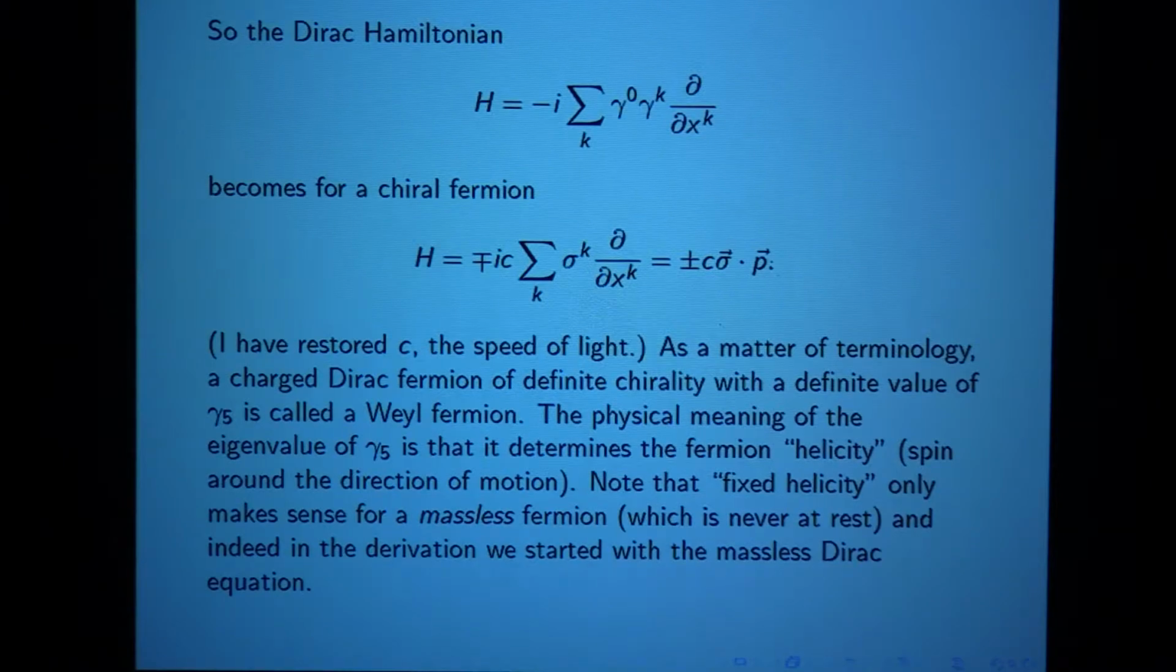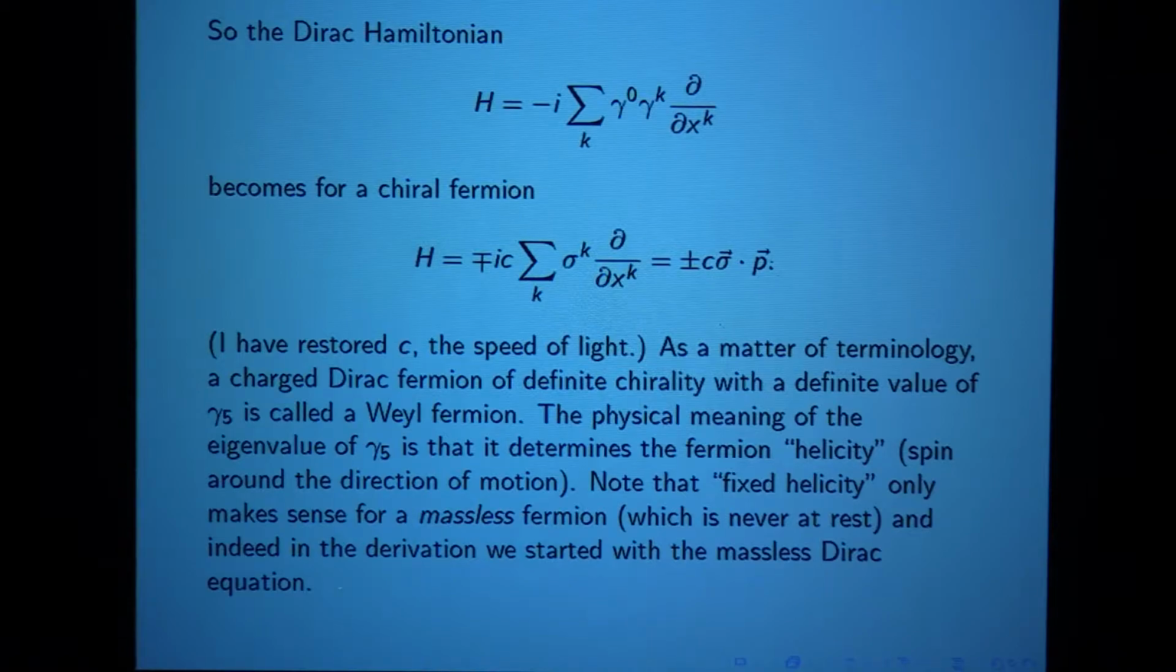That has definite helicity, and that's what's called a Weyl fermion. Helicity is only a Lorentz invariant notion for a massless fermion. A massive fermion could be at rest, and then there wouldn't be a distinguished axis around which to try to rotate to measure the helicity. So only a massless fermion has well-defined helicity.